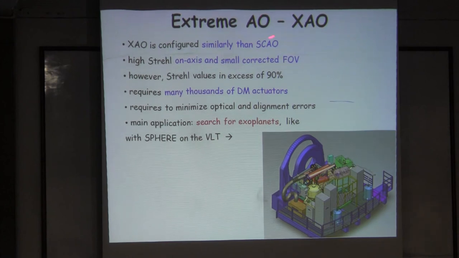Then there is extreme adaptive optics. And extreme adaptive optics really means you have your deformable mirror with many thousands of sub-apertures. And if you have thousands by thousands, you have a million measurements per short exposure that you all need to analyze. So you really need an extremely powerful computer.